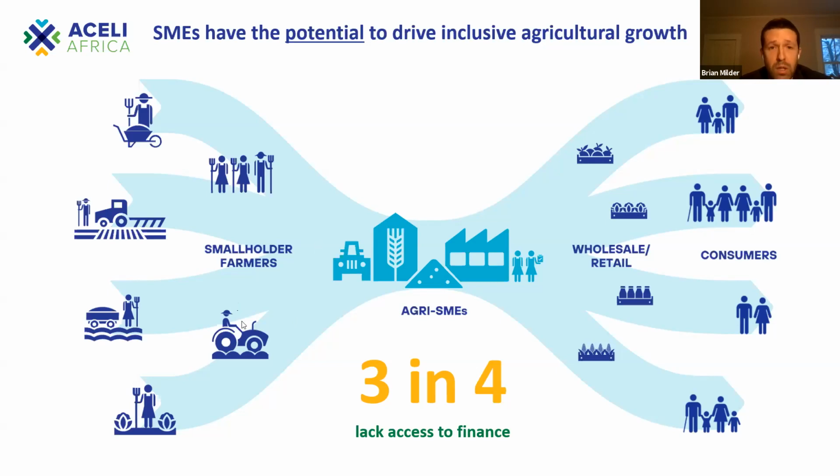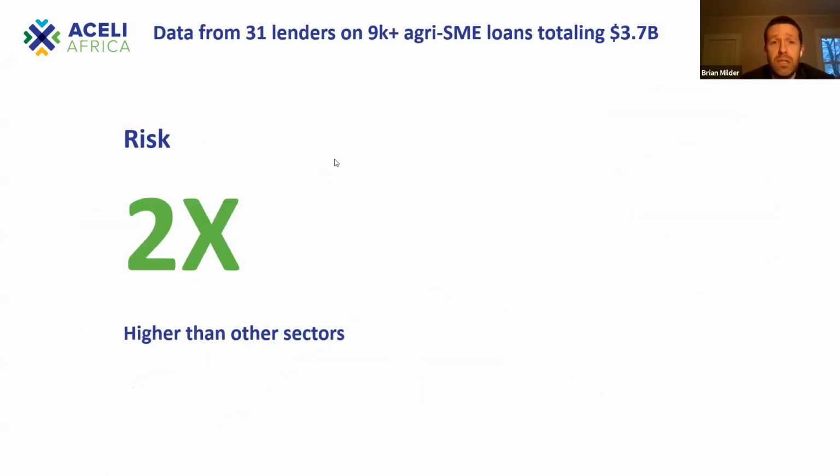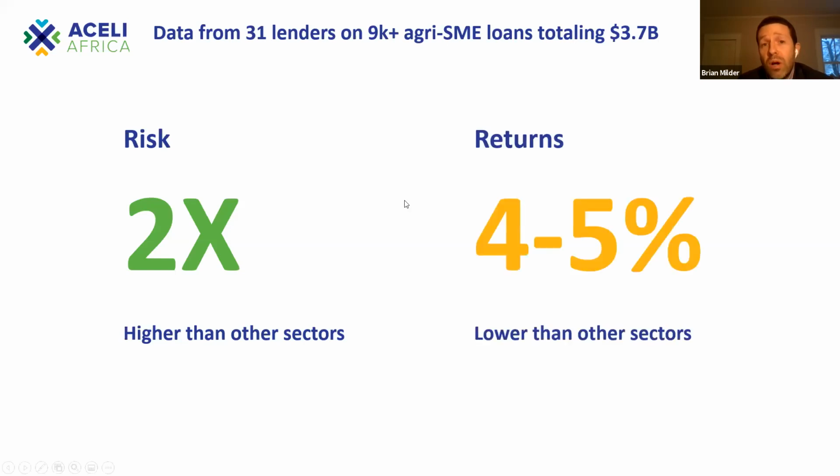Next slide. So Aceli Africa is informed by data that we gathered over the last couple of years from 31 lenders on 9,000 plus transactions, a few $1 billion worth of loans to agricultural SMEs. And we found that risk in the agriculture sector is in fact higher than in other sectors, at least double in our data set focused in East Africa. And next slide, please. And that returns are also lower.